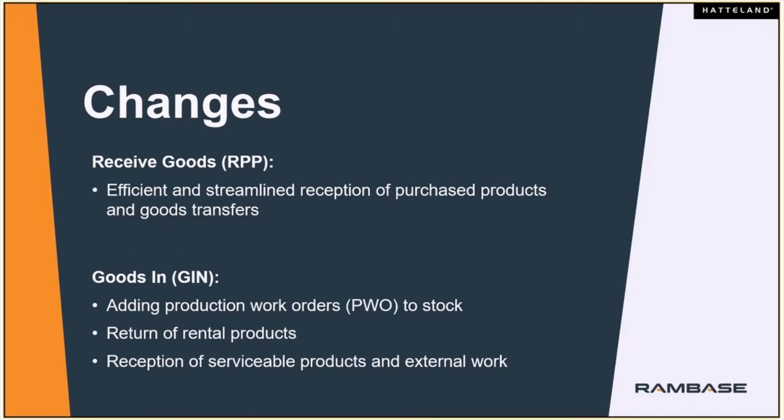So, the changes that have been made to the reception process is that we have divided this into two applications. The new one, RPP, or Receive Goods, is now used to receive purchased products and goods transfers, whereas GIN, or Goods In, is still used for productions, rental and service products, in addition to external work. This application will remain the same as for now.